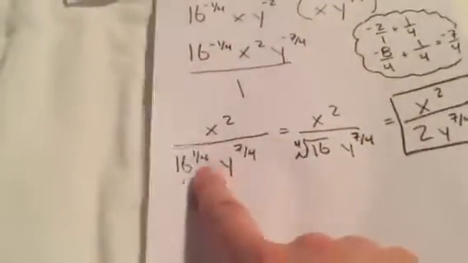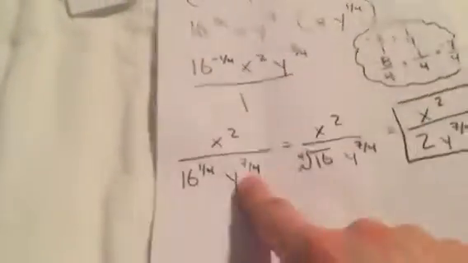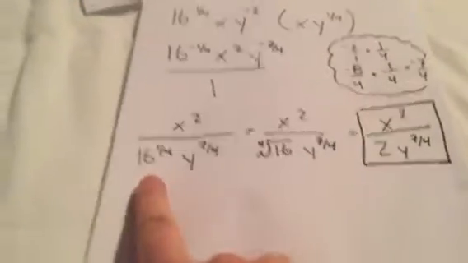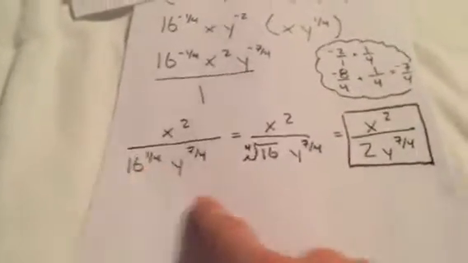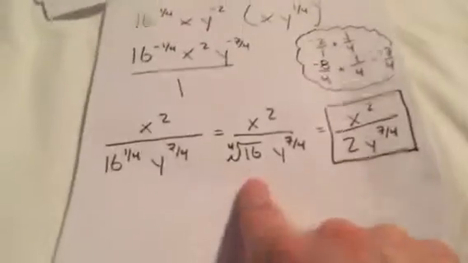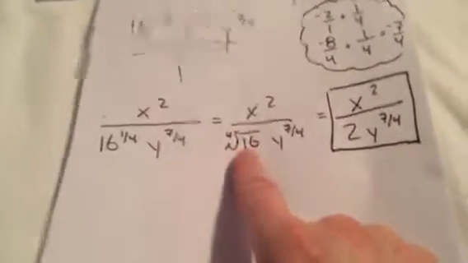So I'm starting with a -1/4. Now I have 1 over 4. Same with the y. And now we can just pretty much evaluate this. 16 to the 1/4 exponent is 2. And how I know that is because of the flip root trick.